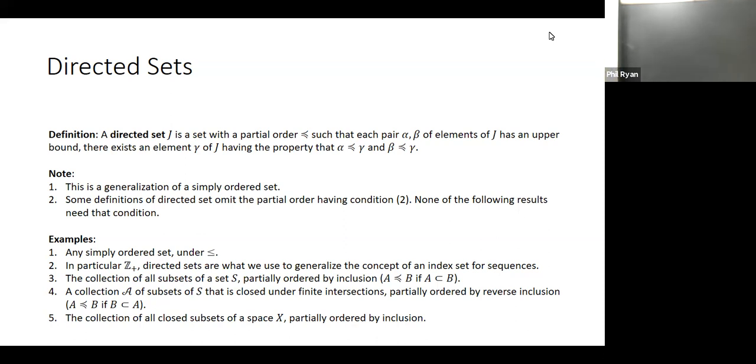Okay, so what does that mean? So that means if I give you any alpha and beta in our set, there has to exist a gamma such that gamma is greater than or equal to alpha and beta. So when you pick any two elements, they share some common upper bound. So yes, any two elements have a common upper bound. Exactly.